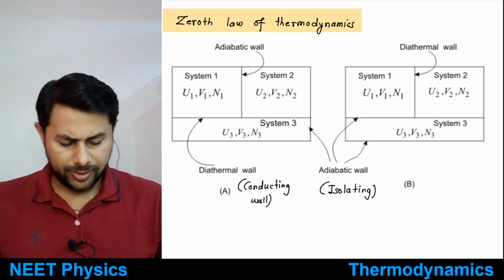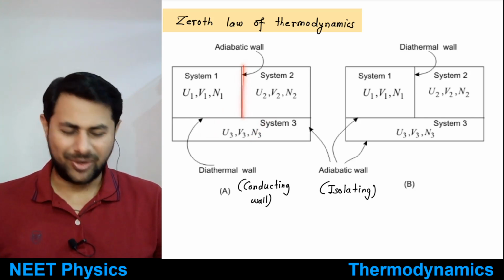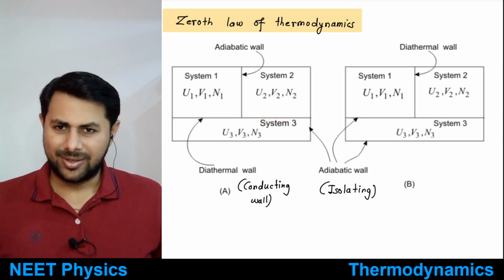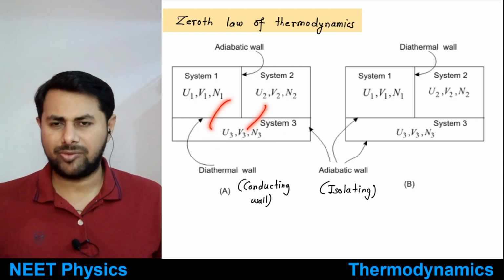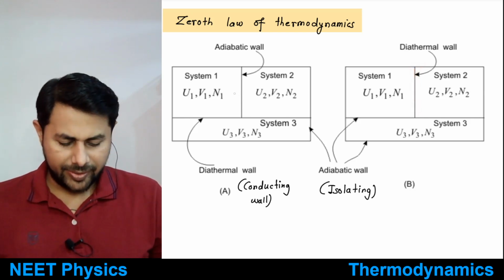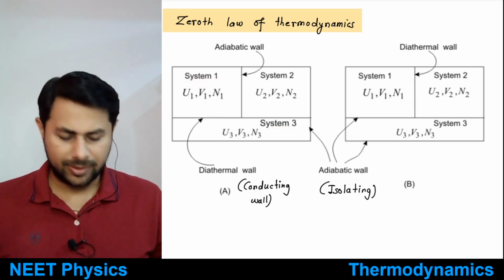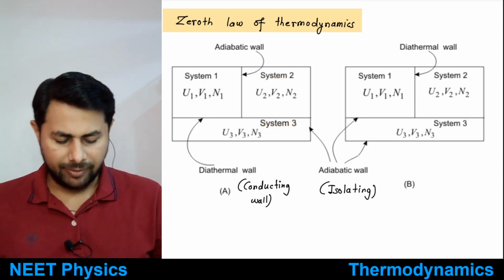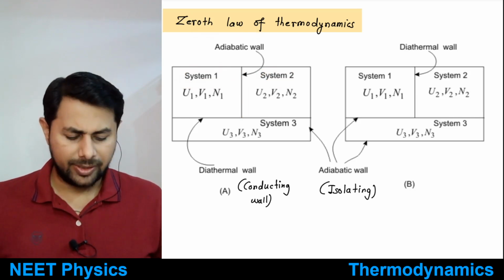After that, suppose you have some kind of button, you press that button and this adiabatic wall becomes a diathermic wall, and this diathermic wall becomes an adiabatic wall. You leave the system for some time. We have discussed that their temperatures will become equal. System 1 and system 3 are in thermal equilibrium with respect to each other. System 2 and system 3 are in thermal equilibrium. But can we say the same about system 1 and system 2? The zeroth law of thermodynamics says that yes, they will be in thermal equilibrium.